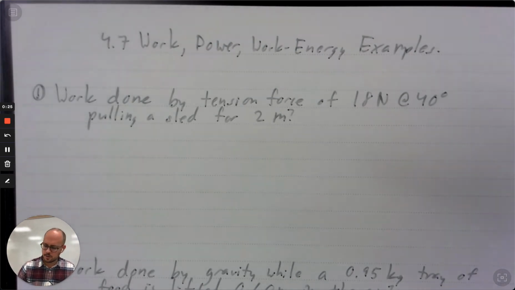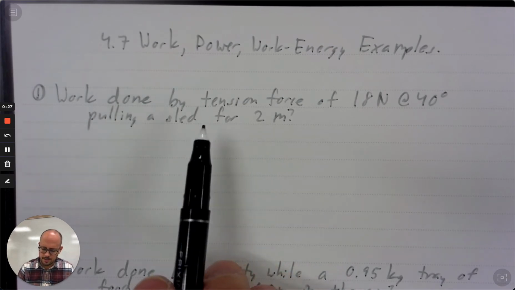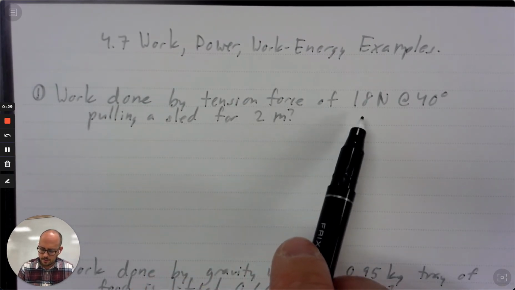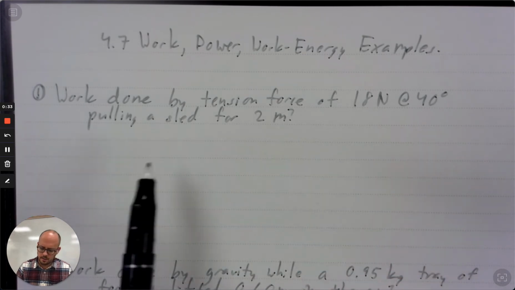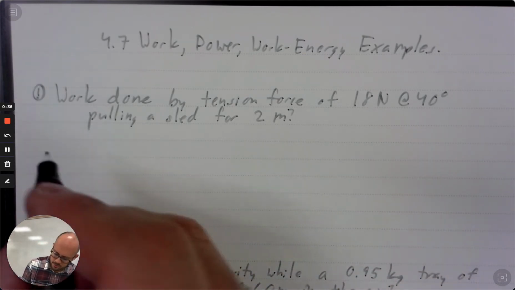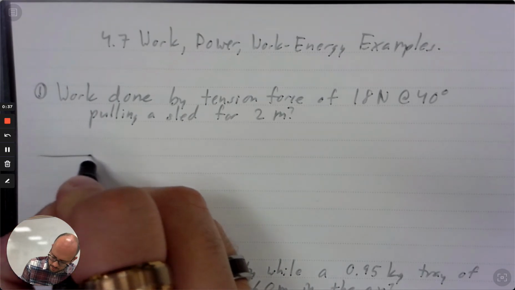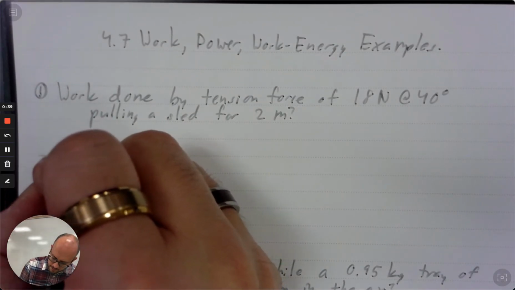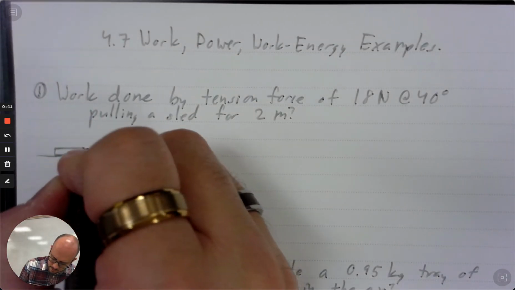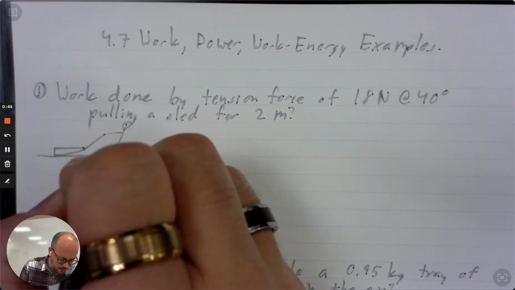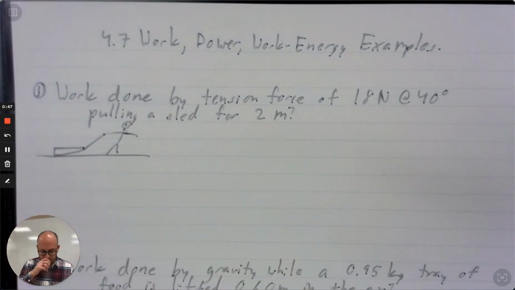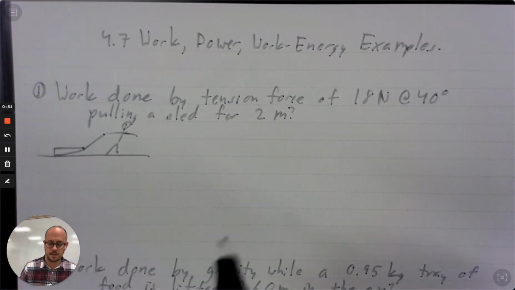So the first one is calculating the work done by tension. If the tension force is 18 newtons and directed at 40 degrees above the horizontal, pulling a sled for 2 meters. So, it's simple drawing time for Mr. McIntyre here. Here's the sled, here's the string, and here's Mr. McIntyre pulling it. And so that's what's happening to the sled.